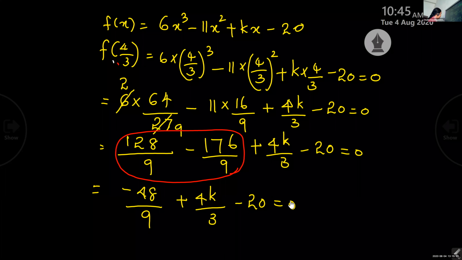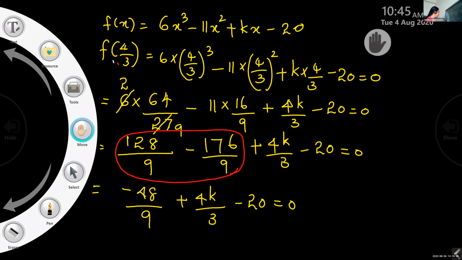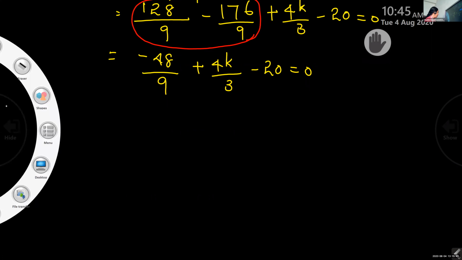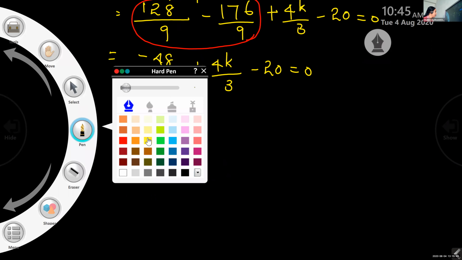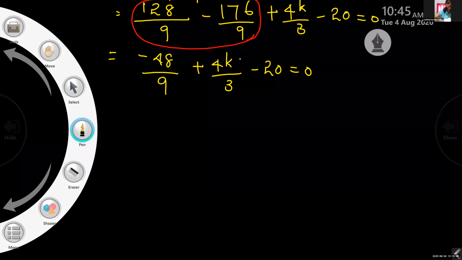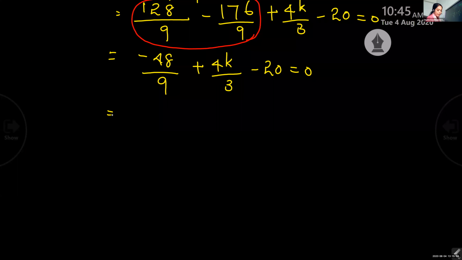Now children, listen. There are two fractions with the denominator 9 and denominator 3. For this, what will you do? You have to find the LCM. What is the LCM of 9 and 3? The LCM is 9. So all divided by 9.